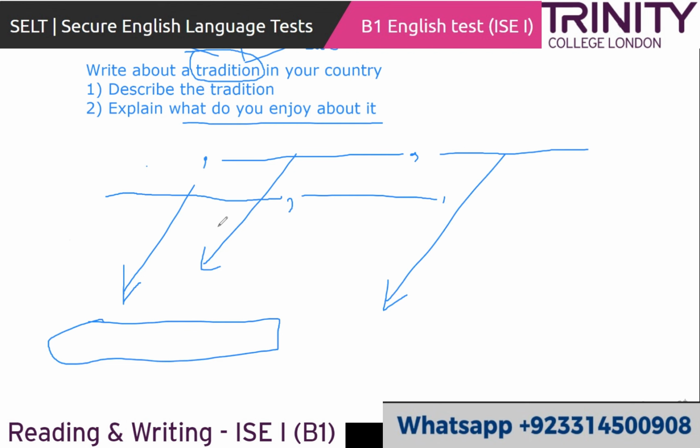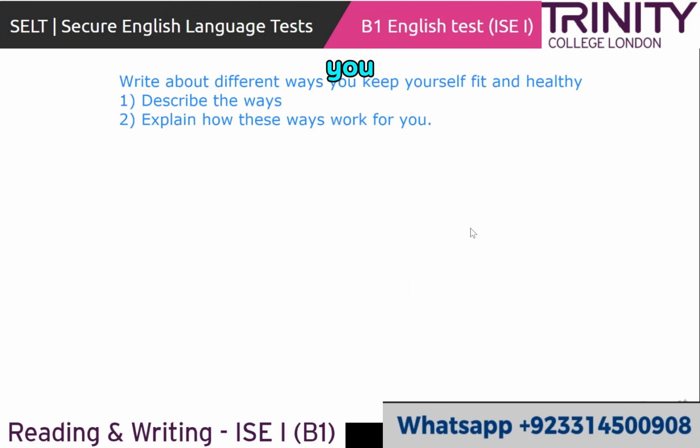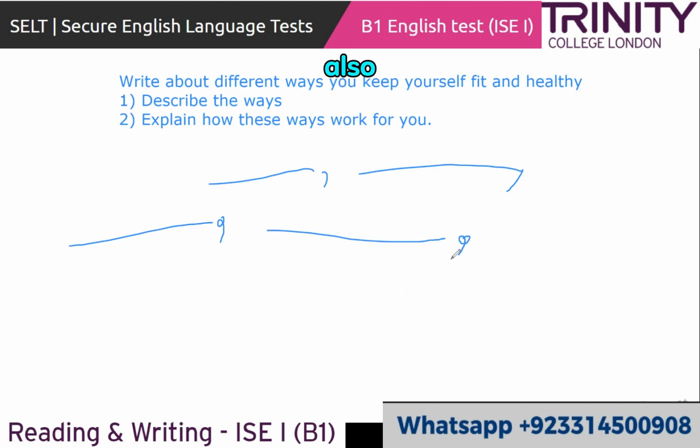Any confusion? No. Yeah, this is very easy. Now, this topic is very simple: different ways you keep yourself fit and healthy. First, you say, I want to describe different ways I keep myself fit and healthy by drinking more water, running, eating less junk food, going for a jog, maybe also not eating food late at night, having lots of fruits and vegetables, avoiding oily and fried food.